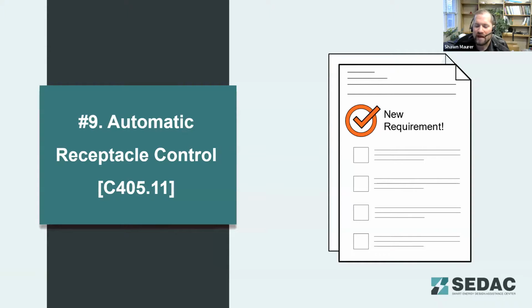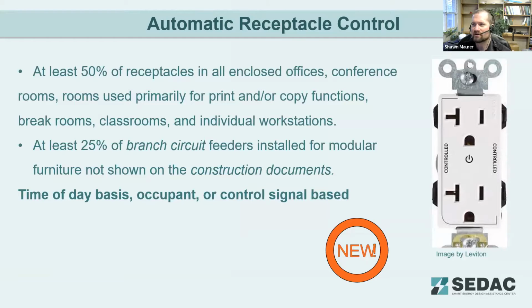Moving on into power requirements. So previously the IECC just had the lighting requirements and didn't touch on receptacle controls and power requirements too much. To align with ASHRAE 90.1 again, we're starting to see those being adopted into the IECC. So here, automatic receptacle controls have been added in, at least 50% of the receptacles in all enclosed offices, conference rooms, and rooms used primarily for print and copy functions, break rooms, classrooms, and individual workstations need to have automatic receptacle controls applied to them.